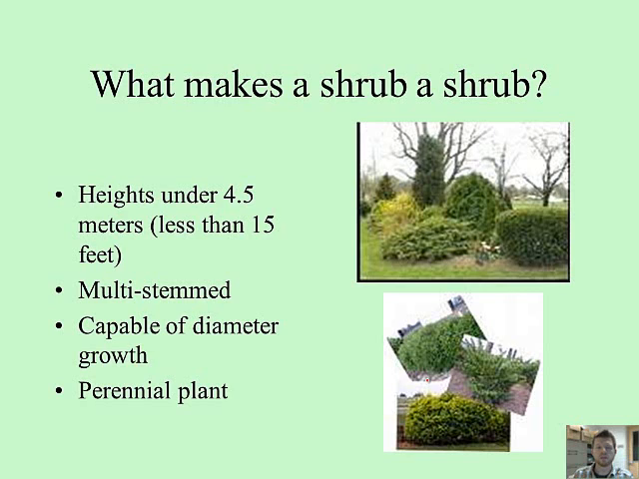On the other hand, we can compare this and say, what makes a shrub a shrub? Shrubs are shorter, under 15 feet or under 4.5 meters. They're multi-stemmed, so if we were to look at a shrub here, we may see various stems coming out of the ground here, and then the foliage would be around here. So those are two different things compared to trees, and then these are the same, capable of diameter growth and a perennial plant. So there are some similarities and differences between trees and shrubs.